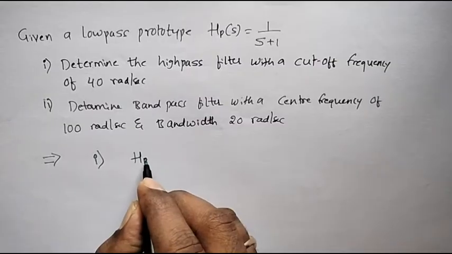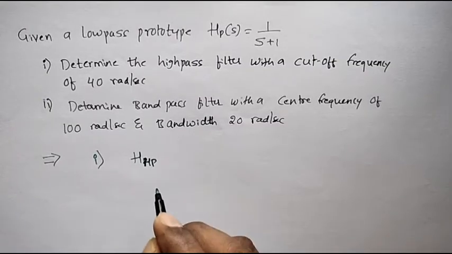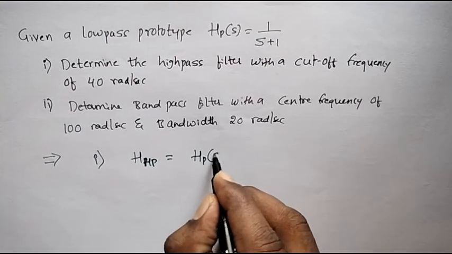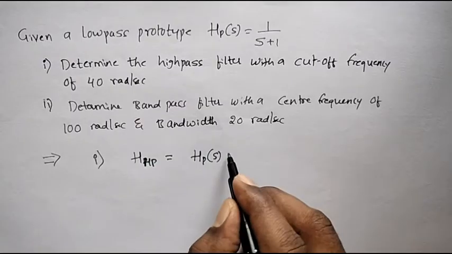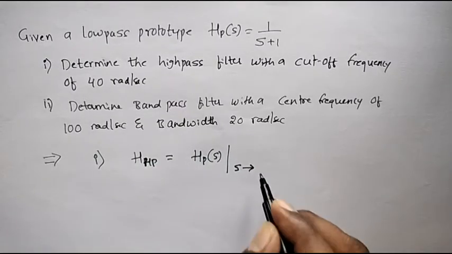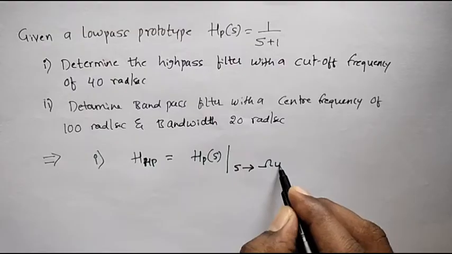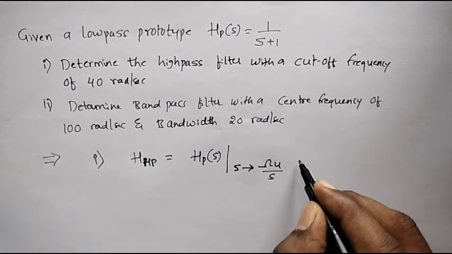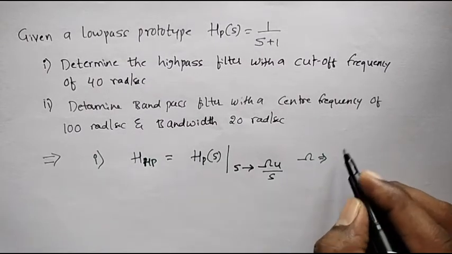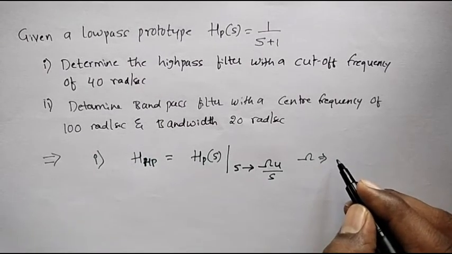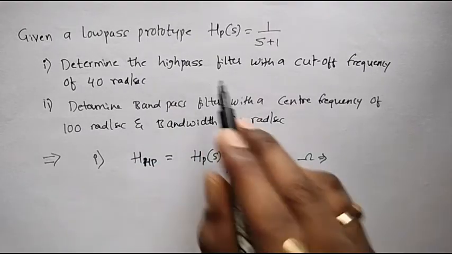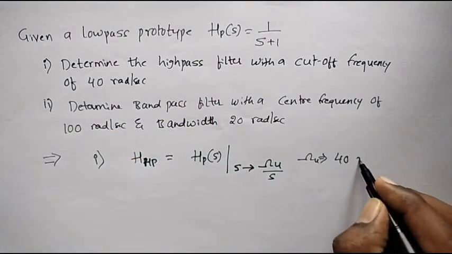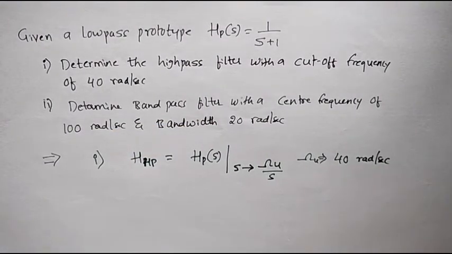The transfer function of the high pass filter is equal to the transfer function of the low pass prototype, provided that S should be replaced by omega_u by S. Here omega_u is the cutoff frequency of the desired filter. So here the desired filter is a high pass filter. Therefore the cutoff frequency of this high pass filter is given as 40 radians per second.